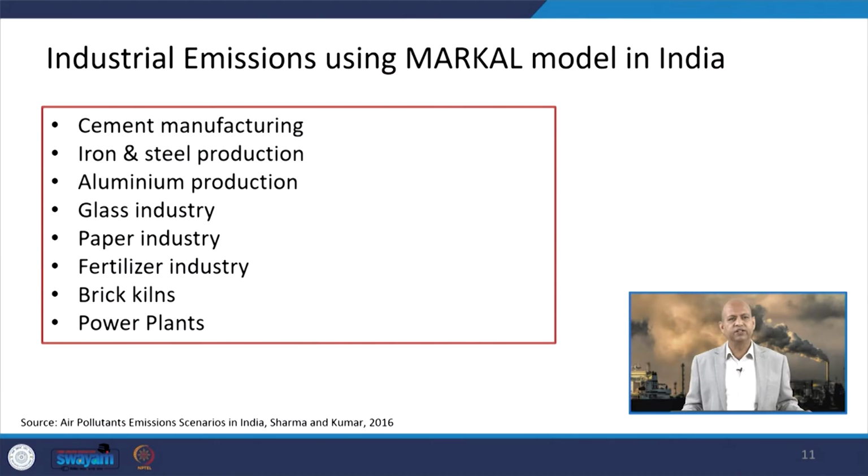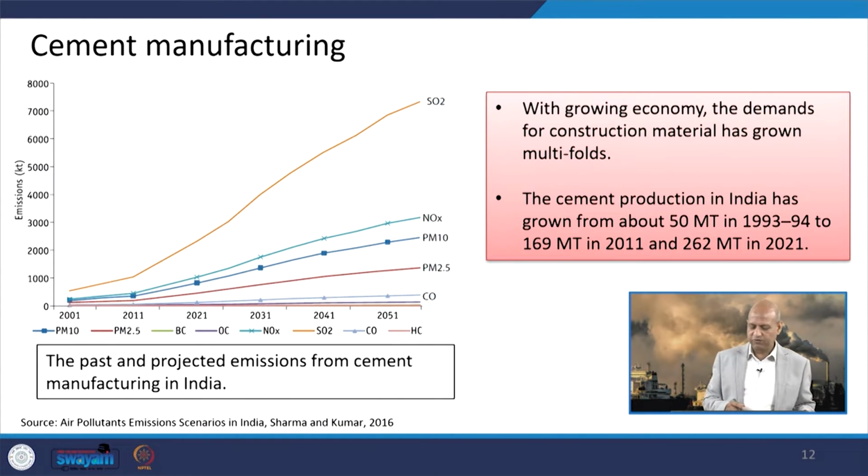Well, for industrial emissions using the MARKAL model in India, several calculations have been made: for manufacturing of cement, iron and steel production or aluminium production related industries, glass industry, paper industry, fertilizer industry, brick kilns, power plants. All those kinds of industrial emissions have been calculated using this MARKAL model. When we talk about cement manufacturing, economic growth has raised the demand for cement, because several infrastructure projects and construction activities are going on. So, they need a lot of cement.